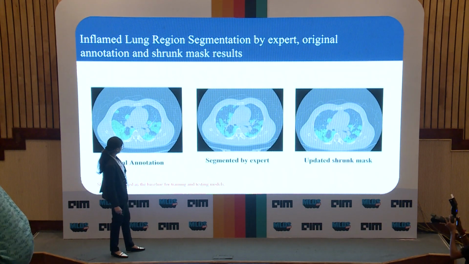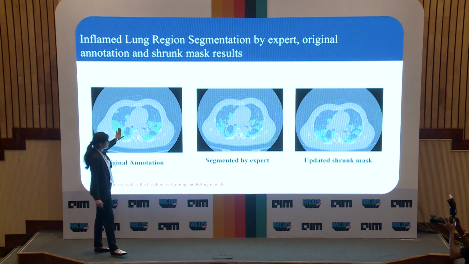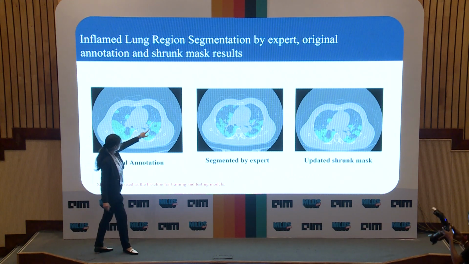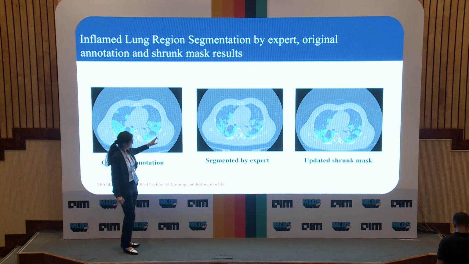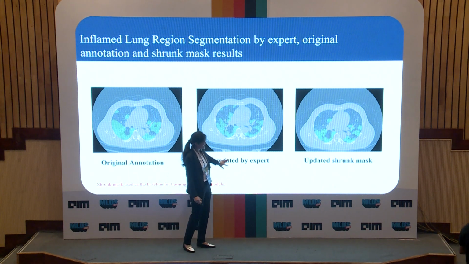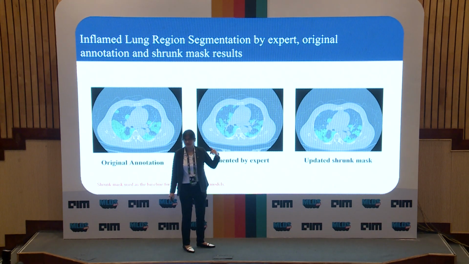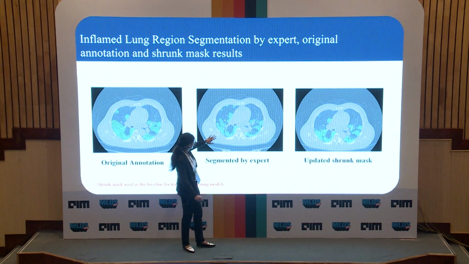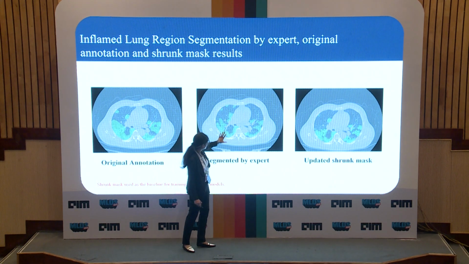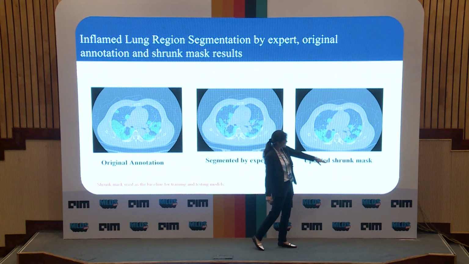But here you can see, this is the original annotation, where this is the infected area, segmented by the expert. When I'm saying expert, in medical imaging I'm always talking about the doctors, okay? So this is the area which is shown by the experts as the infected area. And when we updated the shrunk mask by active contours, this is the area which we figured out.